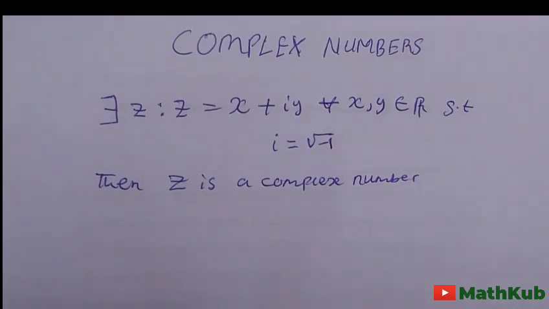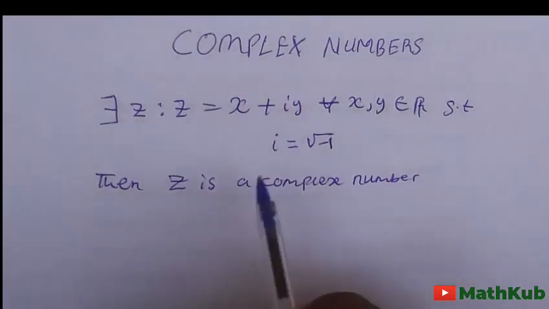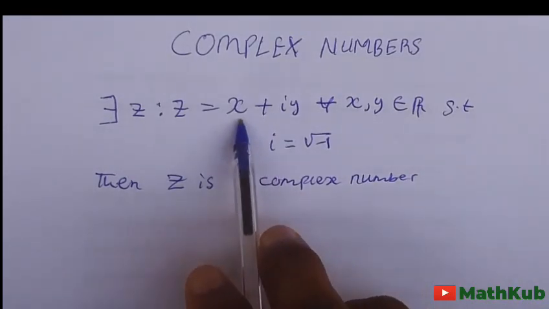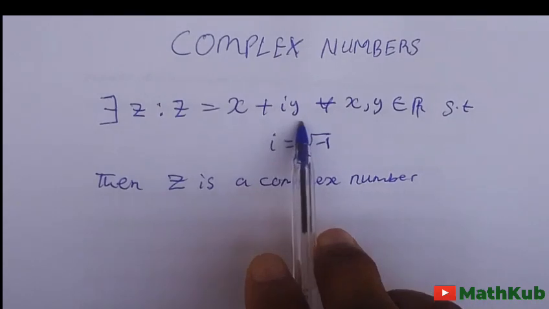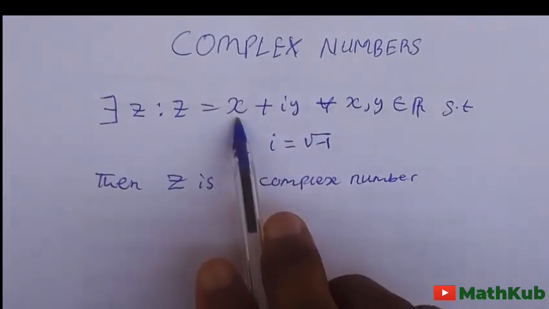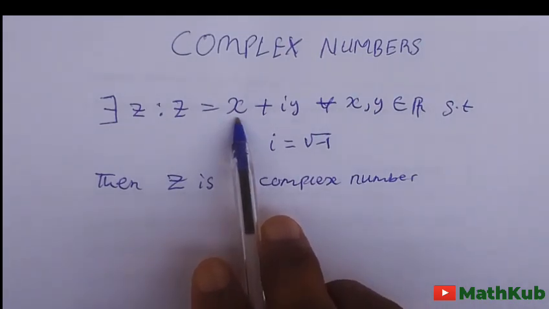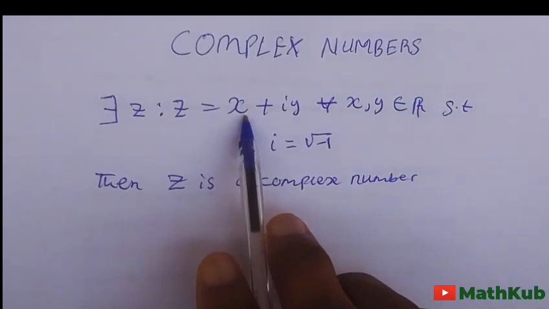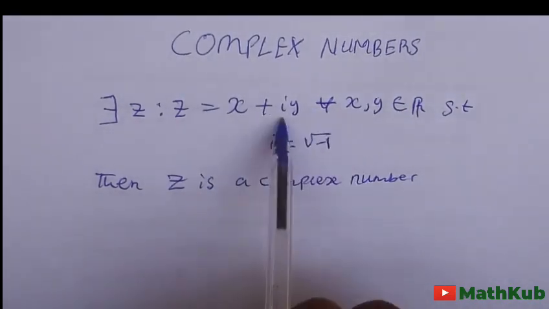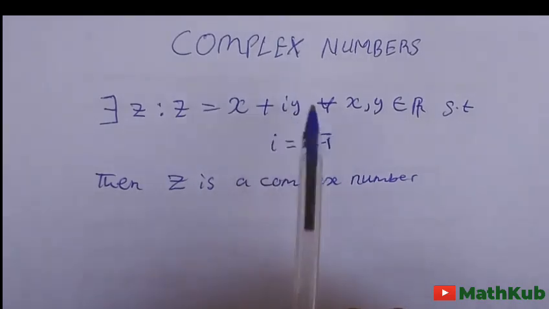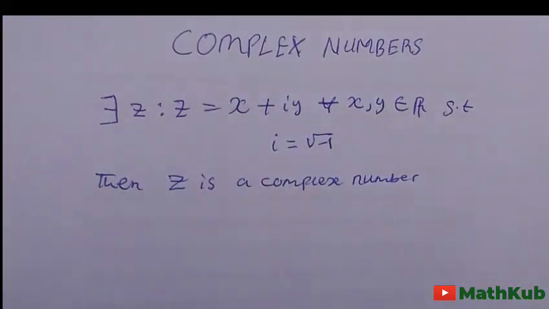A complex number is made up of the real part x, this one, and the imaginary part, this y. And if the value of x is 0, then this complex number is going to be purely imaginary. We are going to have iy only, then it's still a complex number.